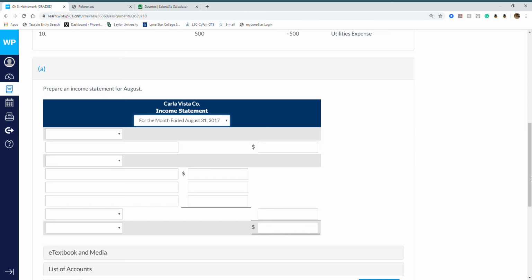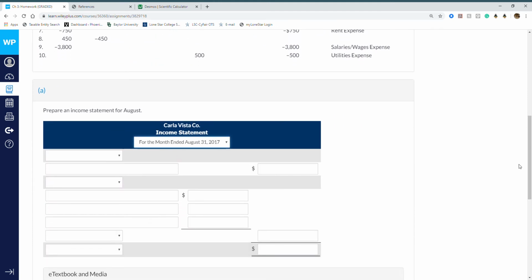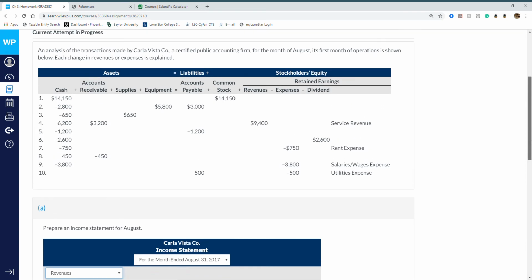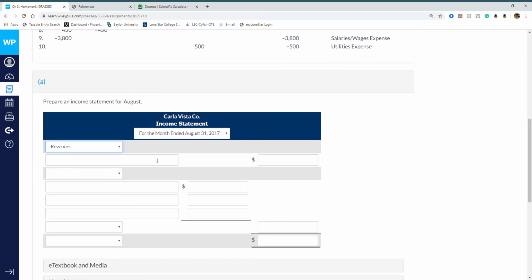I think this is actually for the month ended now. Let's see. Yeah, for the month of August. Okay, so since it's only dealing in months, this time it actually is the month ended and not the year ended. So again, we're going to find our revenues and know which revenue it is. It's right here on this list is our income statement. So we have revenues of 9,400 for services.